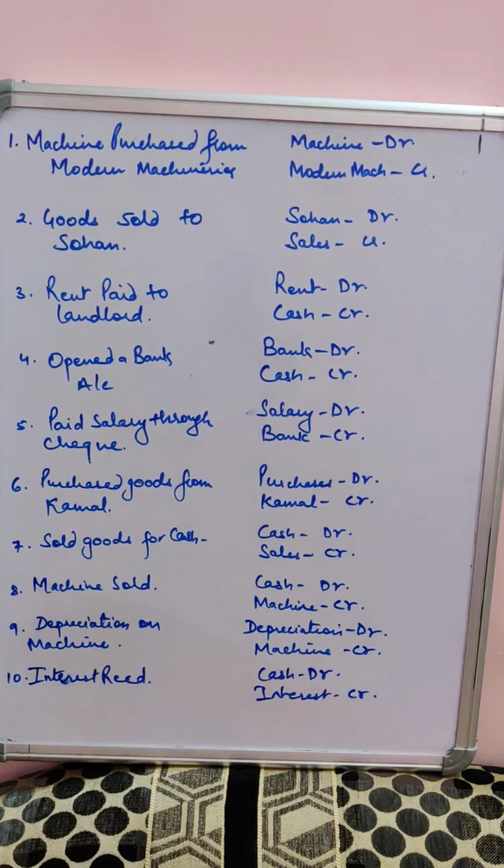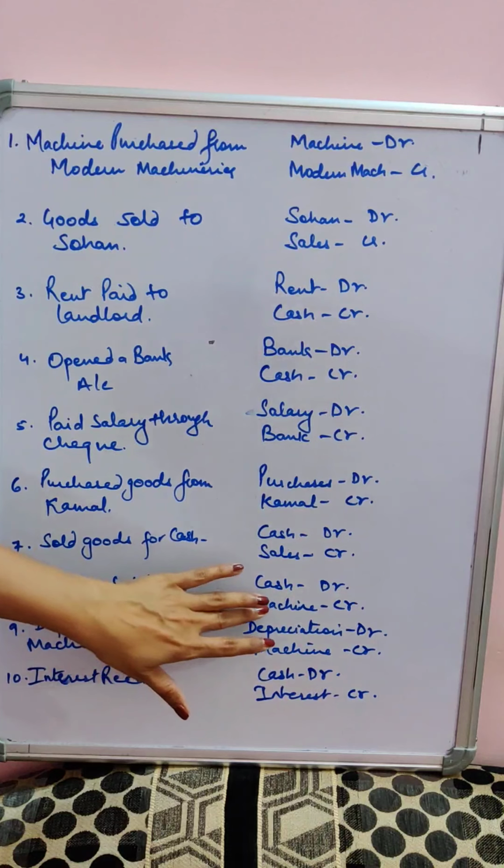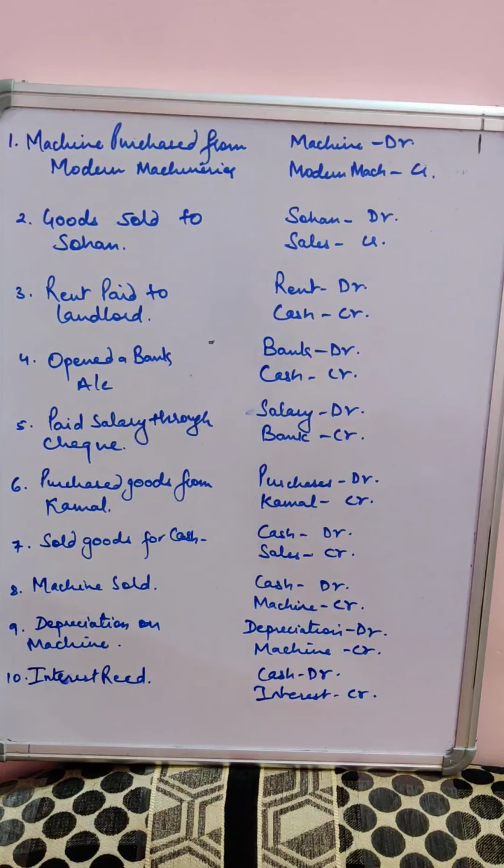Machine sold. Here again we have two things, both from the asset side. Cash is increasing and machine is decreasing. You are going to sell a part of machinery, so when you sell it off, that will reduce the machine, and at the same time it will increase your cash. One asset increasing and another asset decreasing. Whatever asset is increasing, debit it. Whatever asset is decreasing, credit it.